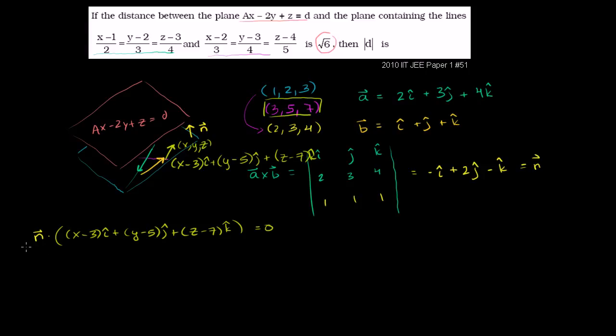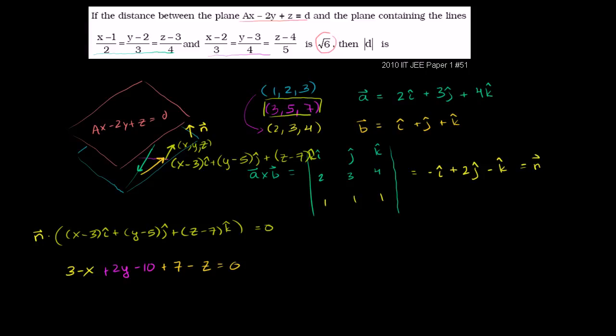So when you take the dot product, and our normal vector is this, we just take the x term, which is negative 1, times this x term right over here. So negative 1 times this is just 3 minus x. And then plus this y component times this y component. So it's 2 times this. So it's plus 2y minus 10. And then finally, the z component, negative 1 times this. So this is plus 7. Plus 7 minus z is equal to 0.